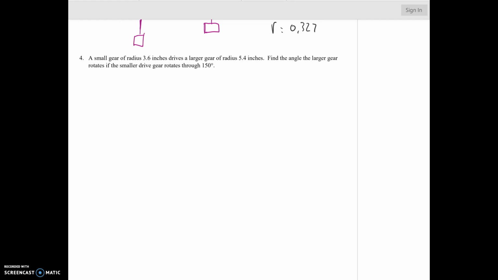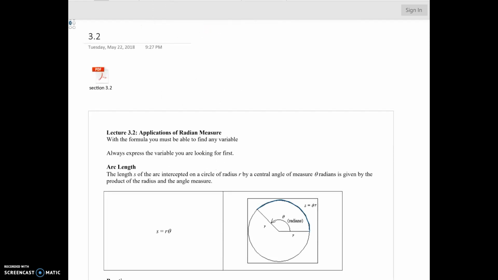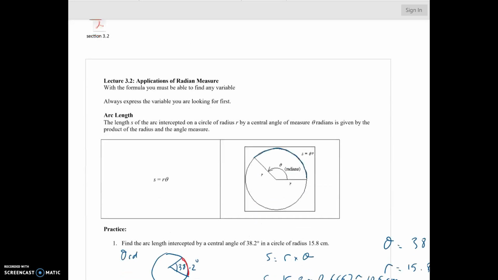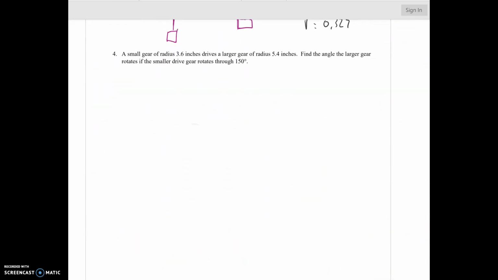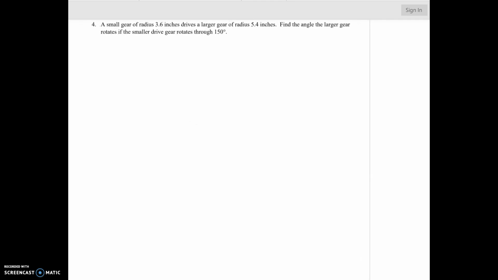Okay, so we have a big gear. Let me erase that and start again. I'm going to do it by hand. So we have a big gear, not too bad for doing by hand, and we have a small gear. When I turn my big gear like this, my small gear will turn in the other direction.